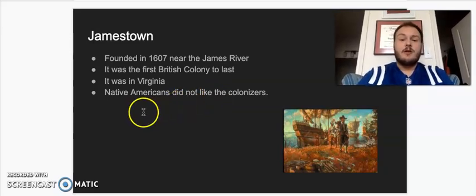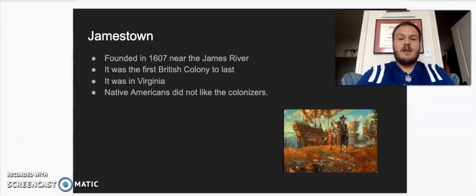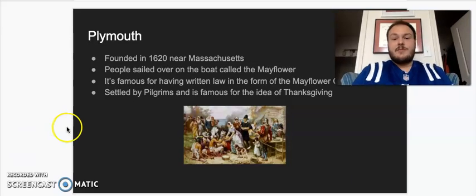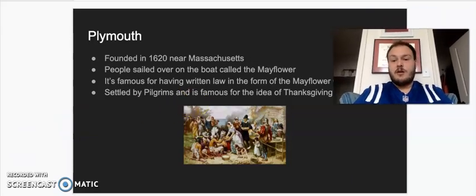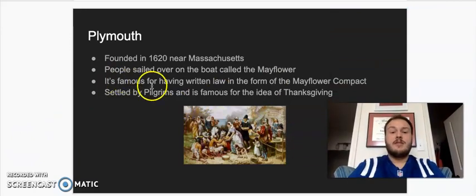So Jamestown was still very important because it was the first colony to last. It lasted nearly 100 years, and it would actually expand into Virginia. But again, Native Americans constantly attacked them, and it was just not a good time to be a settler living in Jamestown. Following Jamestown, you had another big colony. This time it was Plymouth.